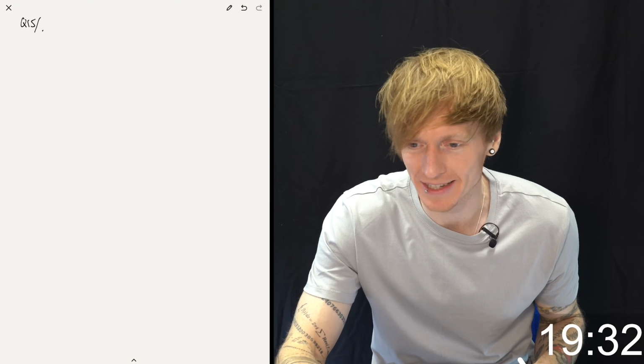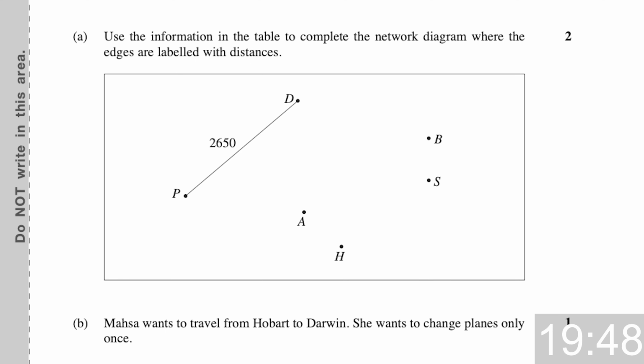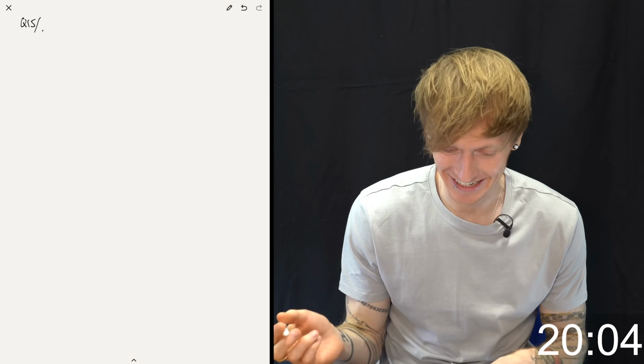So not only do I need to get myself a calculator, I need to write on exam papers, is what I'm learning. Nonetheless, the table shows some of the flight distances between various Australian cities. Because of course, Australia is so big, you basically have to fly between the east and the west. Use the information in the table to complete the network diagram where the edges are labeled with distances. I'm glad it's put the cities in their location, because I'm not sure I would have known exactly where all of them were.